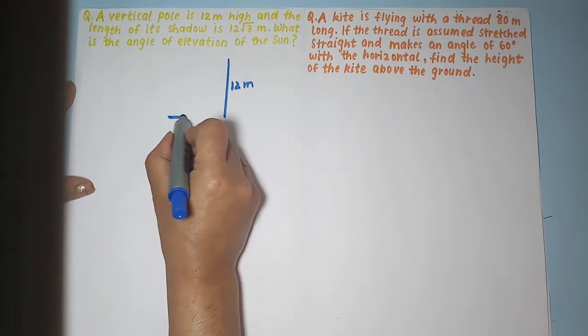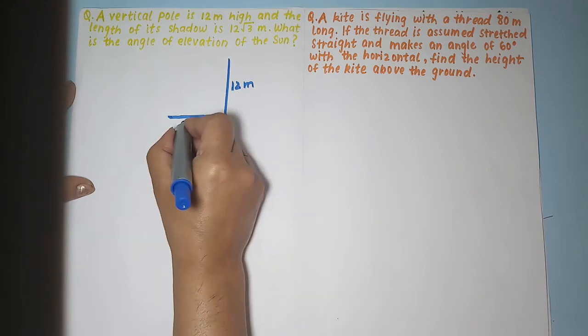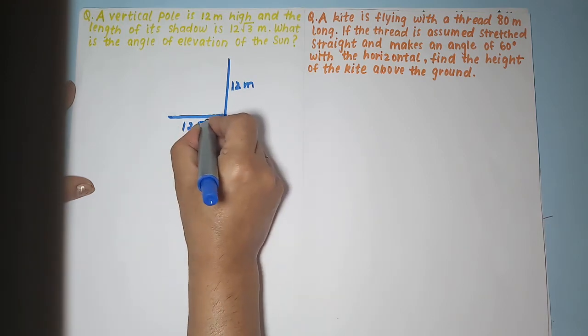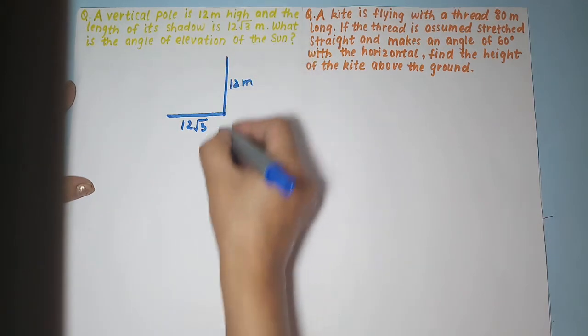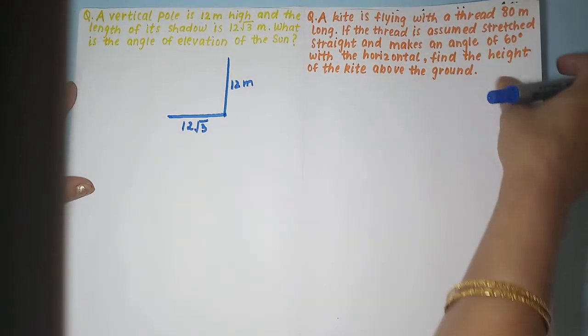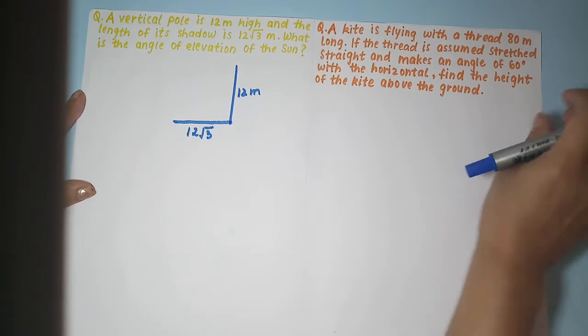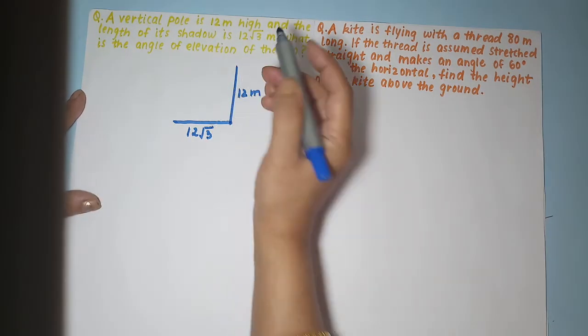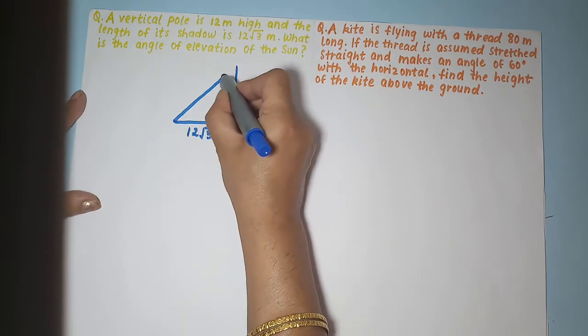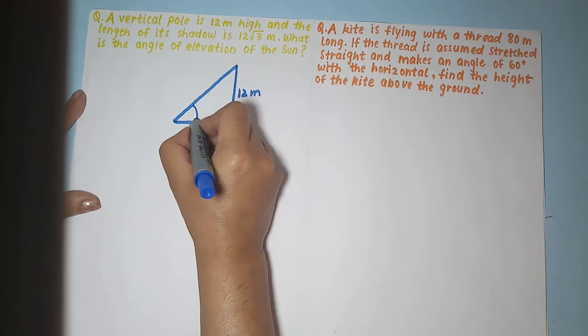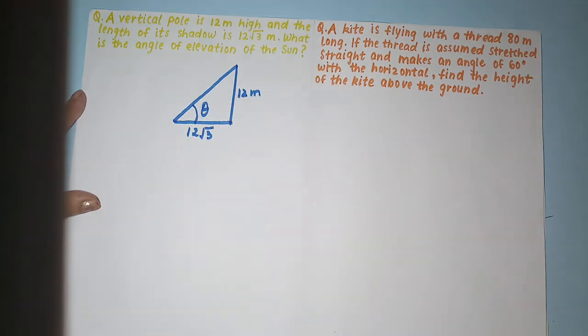So, its shadow will be here, right? 12 root 3. It's slightly longer than the height of the pole. What is the angle of elevation of the sun? Means we have to calculate this angle, right?